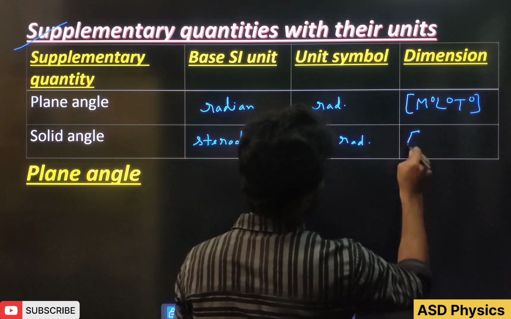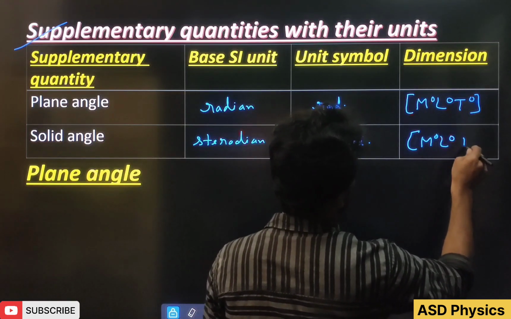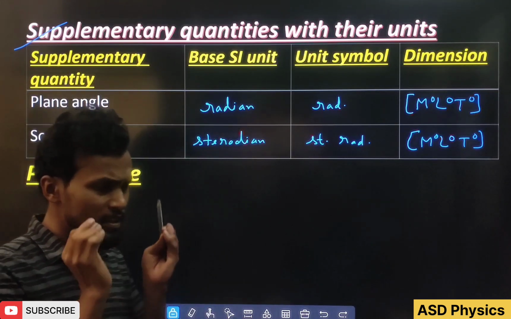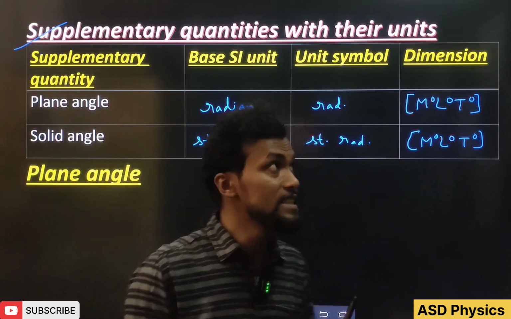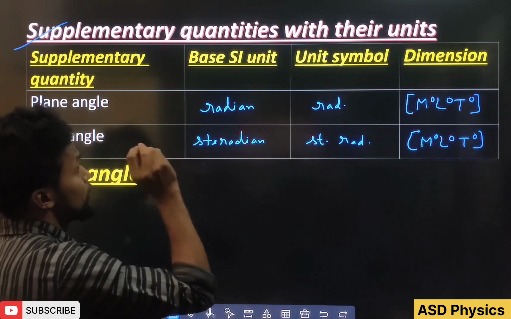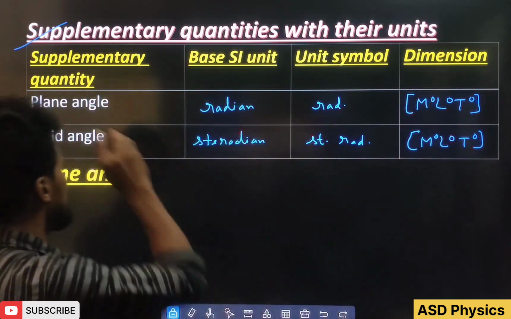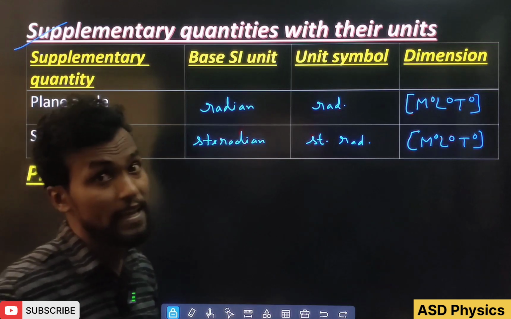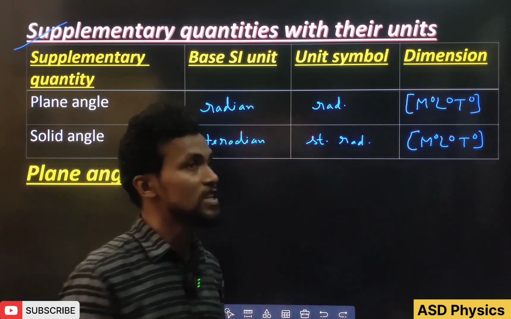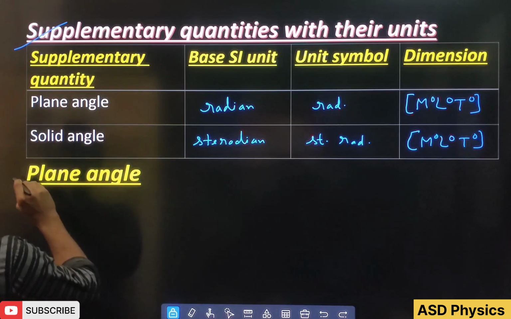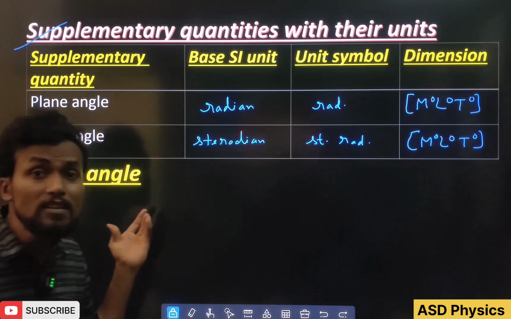Steradian in short form, and here also no dimension. This question is very common in NEET exam. They will tell some physical quantity, unit is there, but dimension is not there. So which are there? They are plane angle and solid angle. They are having units radian and steradian, but they are dimensionless. Okay.